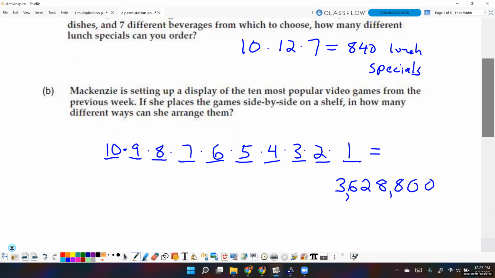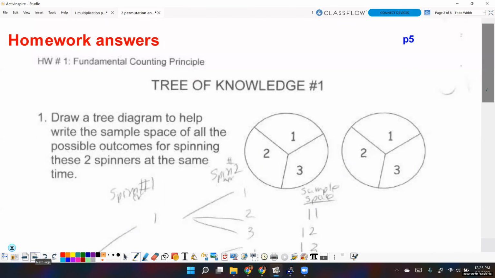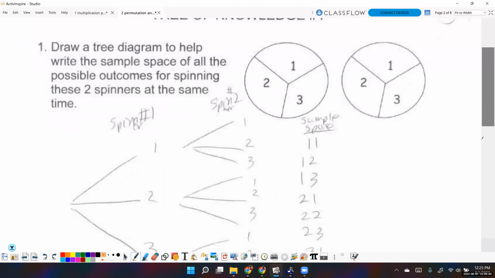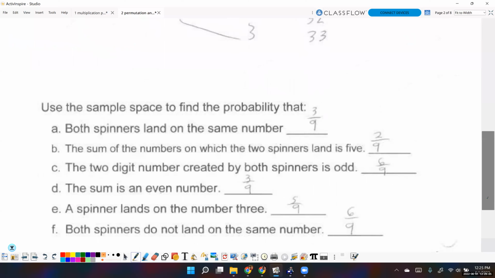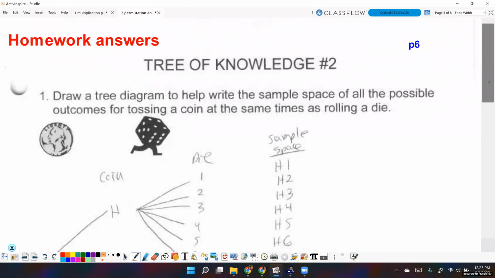Okay, so I'm going to just quickly show the answers from last night's homework. You can pause the video if you need to look at them more closely. Page 6.